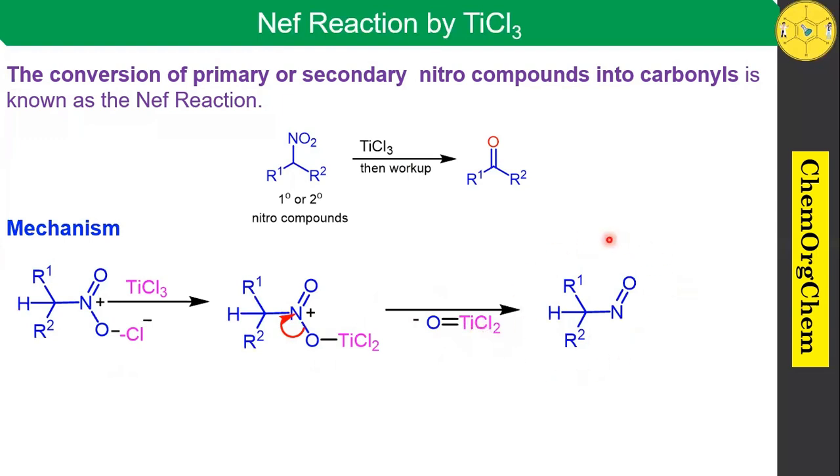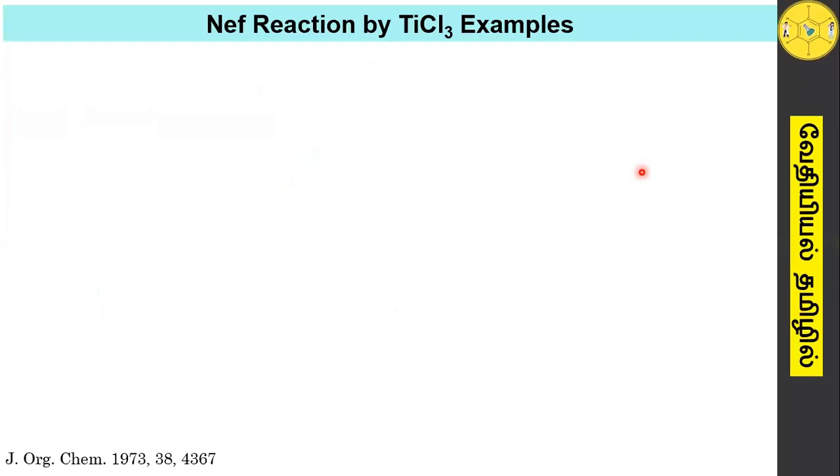After getting the nitroso compound, which readily tautomerizes to produce the corresponding oxime intermediate. Once you get the oxime intermediate, it readily undergoes hydrolysis to produce the corresponding carbonyl compound. Let's move on to some examples based on this modified Nef reaction.